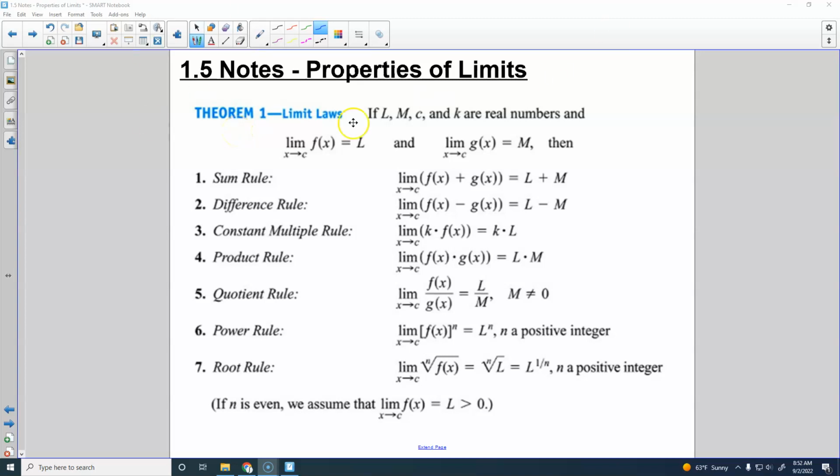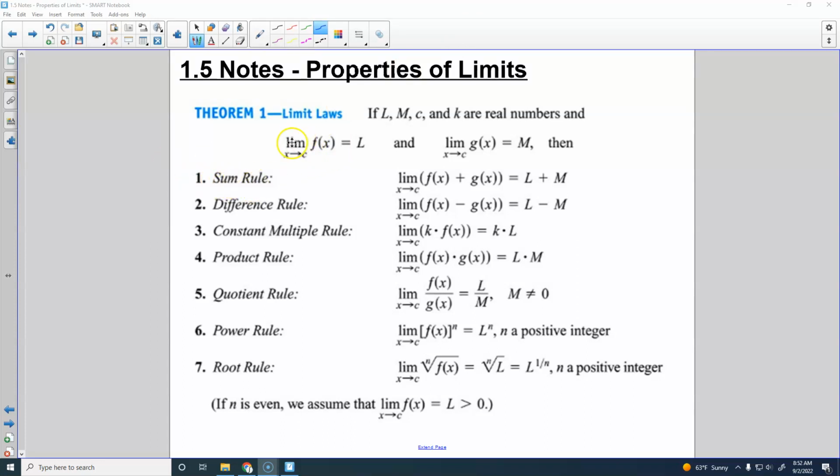So, properties of limits is what we're going to look at today. There are many properties of limits that we are going to use, a few of them that we have already kind of looked at. So, the first one that we have here is called the sum rule.